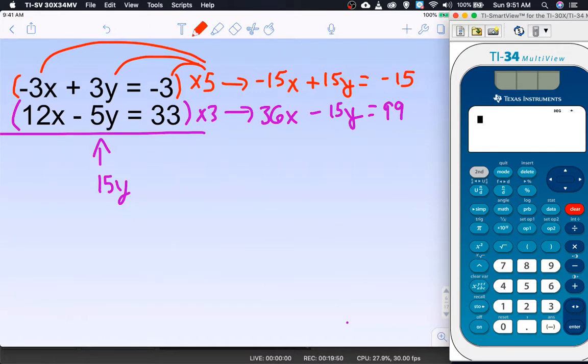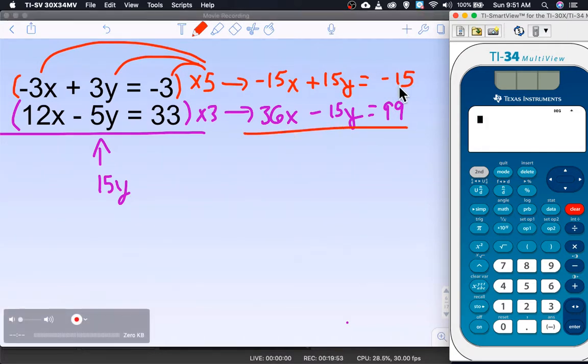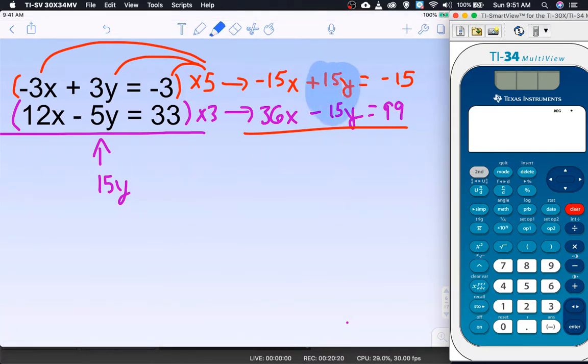Now, look at my new equations. My y's will eliminate. I have a positive 15y and a negative 15y. If these were both the same sign, if they were both positive, all I'd have to do is change one of these things to a negative. If I multiply by negative 5, it would have changed the sign. Okay? So now we can eliminate. It's the same number with a different sign, so they cancel out. Now the rest of the problem is very much what you've seen before.